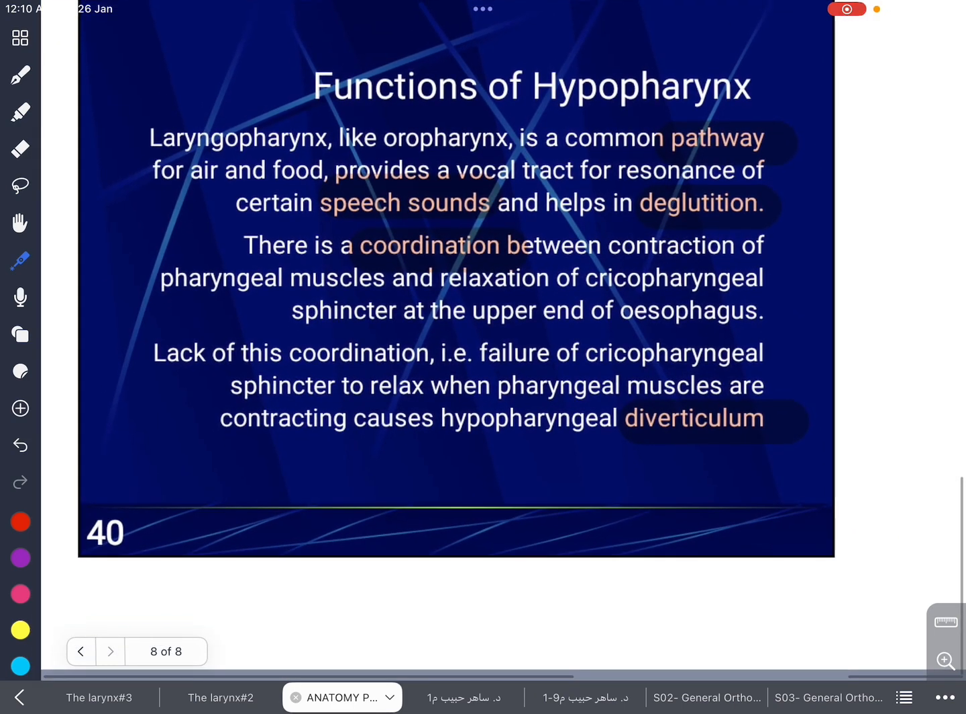Lastly, we're going to talk about the functions of the hypopharynx. It's important, like the nasopharynx and oropharynx, as a conduit and pathway for the passage of air and food, for speech production, and for deglutition, and it also coordinates the pharyngeal muscles and the cricopharyngeal sphincter. Any failure in this coordination will lead to diverticulum.